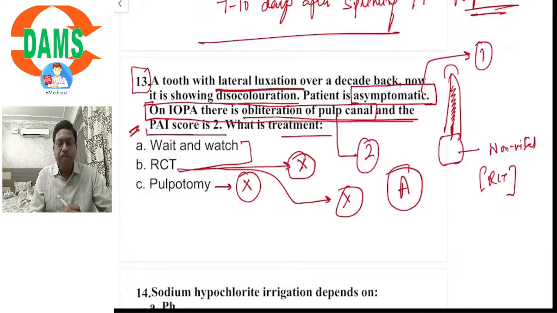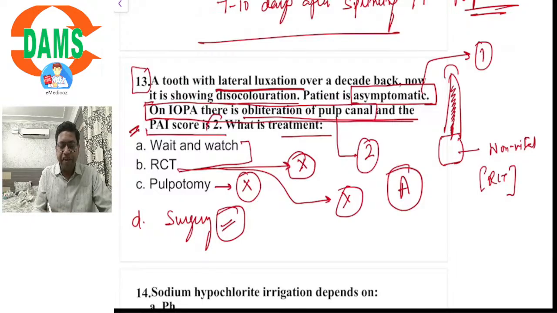In the recall, only 3 options have been given. If suppose the fourth option was surgery, periapical surgery or periradicular surgery, then this would be the answer, because already we are seeing that there is a periapical lesion in the tooth. I hope all of you understand the sequence of events which is happening.